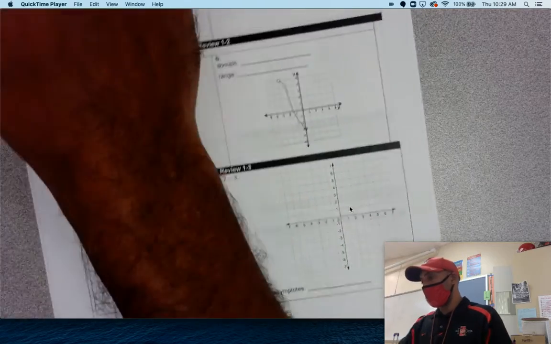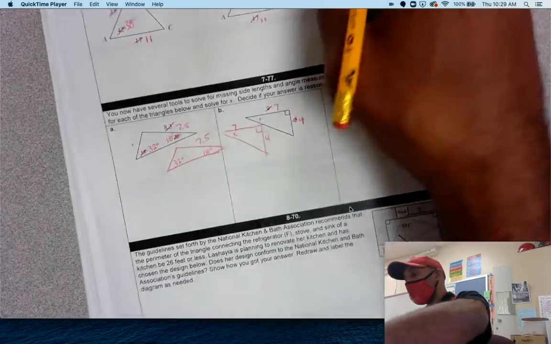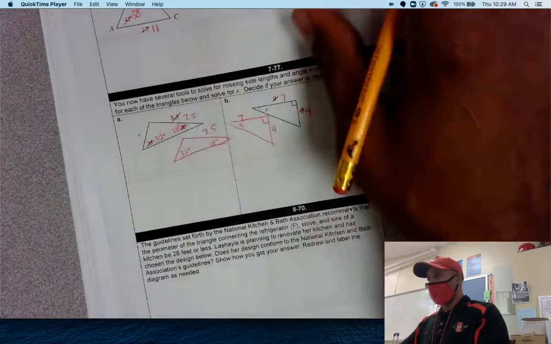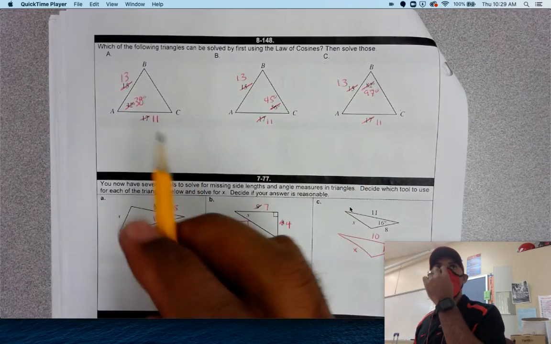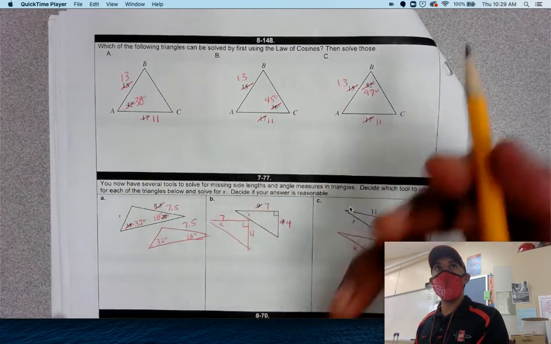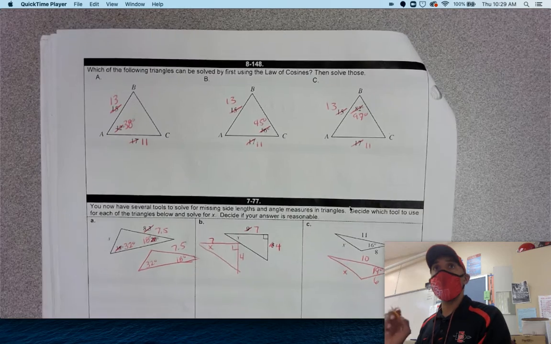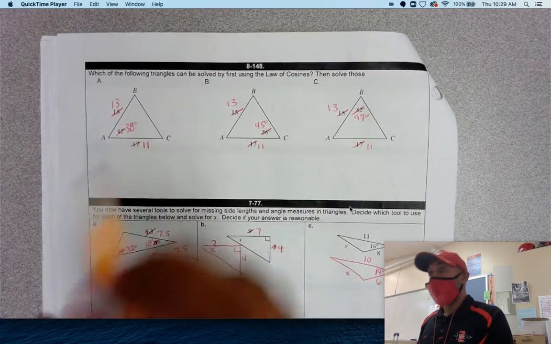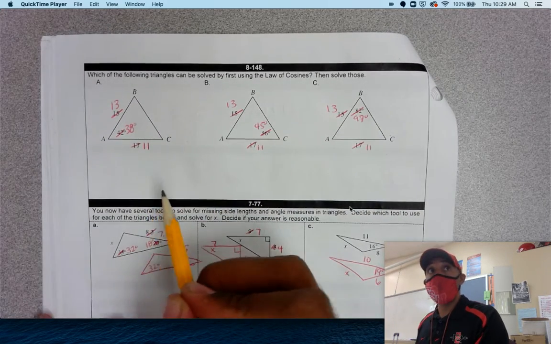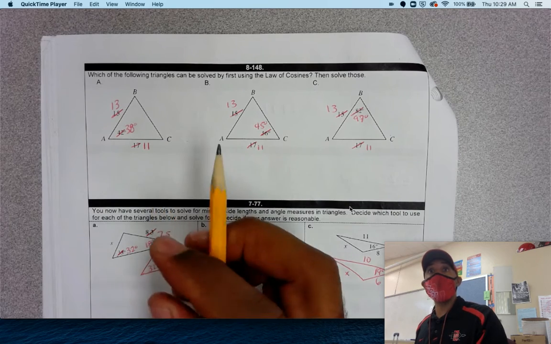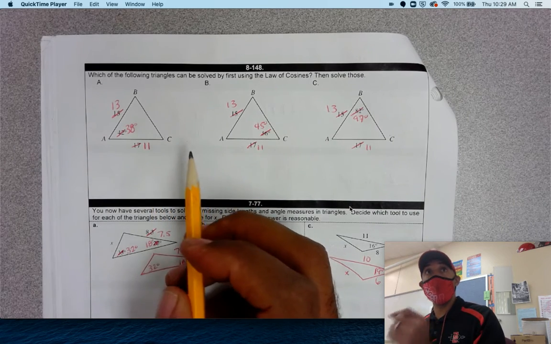Okay, next page. The first part at the top says, which of the following triangles can be solved using law of cosines? Now remember, for law of cosines, what I need is an angle with two sides right next to that angle. Basically, two sides with an angle right between them.